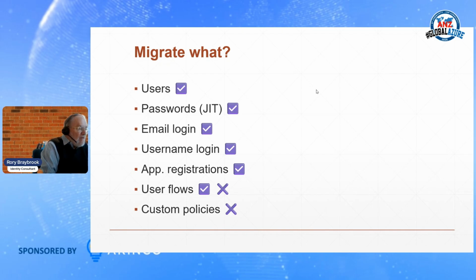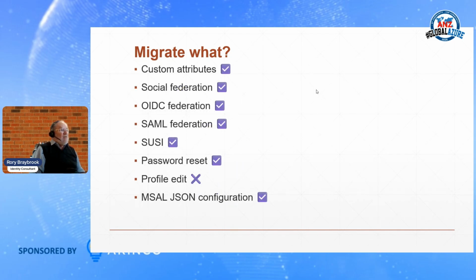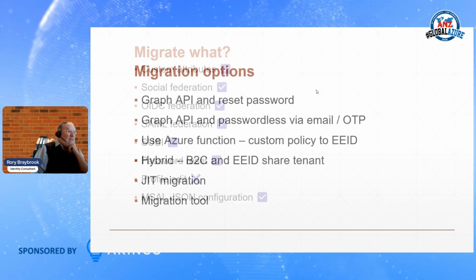Okay, so user flows you can sort of migrate, because the way B2C interacts with the user flow is different to the way that External ID does it, but you cannot migrate custom policies, which is a major feature in B2C, and that is causing quite a lot of angst, shall we say. Okay, so you can migrate your custom attributes, you can migrate your federations, self sign up, sign in, password reset. There is no profile edit at the moment, and you can migrate all your MSAL configurations. MSAL is the Microsoft library that the app uses to talk to Entra.